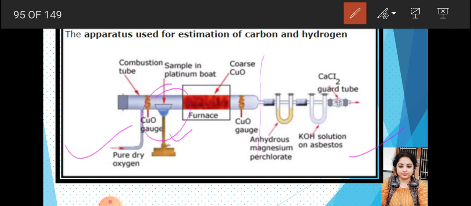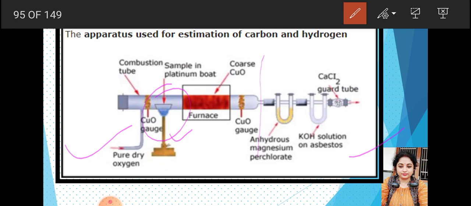We are burning this organic compound which we have taken. This operation takes about 2 or 3 hours. After the combustion is over, the tube is allowed to cool. The absorption unit is disconnected, and the U tube with potash bulbs and the sulfuric anhydride (calcium chloride) tube are weighed separately. Both the tubes will be weighed separately.